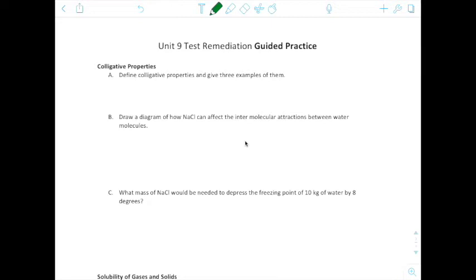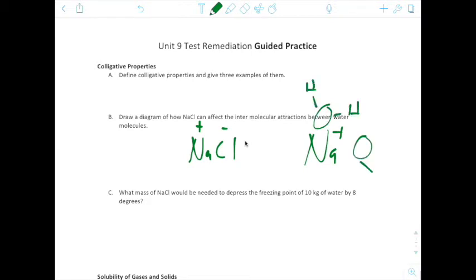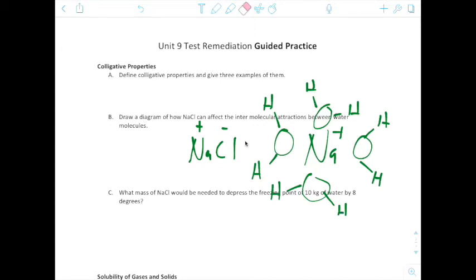B, it says draw a diagram of how sodium chloride can affect the intermolecular attraction between water molecules. So sodium chloride, again, is polar, so this is positive and negative. Sodium's positive, and so you're going to have the negative end of the water molecule attaching to it. Since this gives order to the water molecules, it creates this intermolecular attraction, and basically it makes it harder, or more energy has to be put into the solution to make it boil. You have to lose more energy to make it freeze.